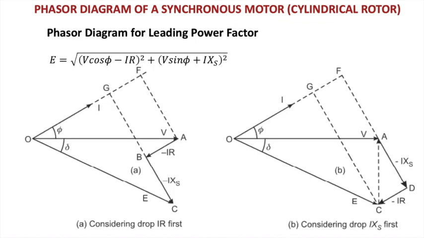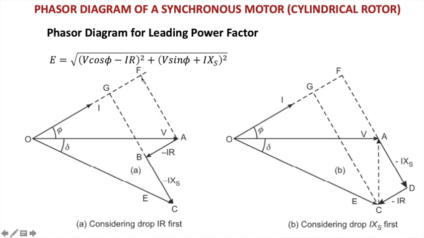Next is the leading power factor. The current is leading the voltage by an angle phi. So you have to calculate the resultant voltage; triangle OCG can be considered for the calculation of E. So E will be equal to the square root of V cos phi minus IR, squared, plus the reactance drop term.